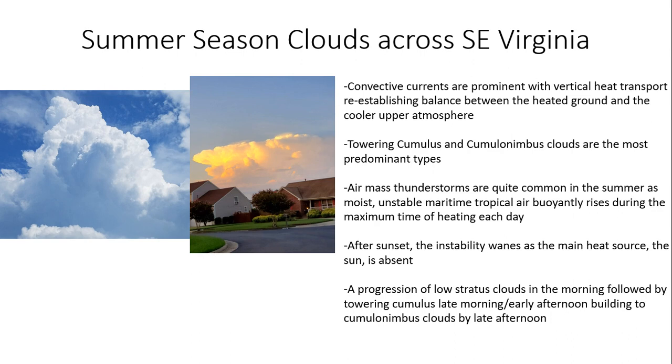Now, a progression of low stratus clouds in the morning, followed by towering cumulus in the late morning, early afternoon, building to cumulonimbus clouds by late afternoon is quite common with air mass thunderstorms in the summer. Look at a couple of these pictures I took. The picture on the left shows a billowing, towering cumulus cloud rising to great vertical heights in the atmosphere. And then the picture on the right, I actually got on an early morning. This was around 7 a.m. on a summer morning.